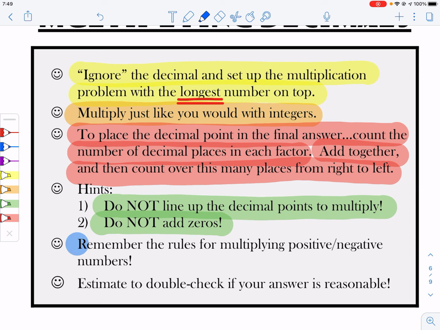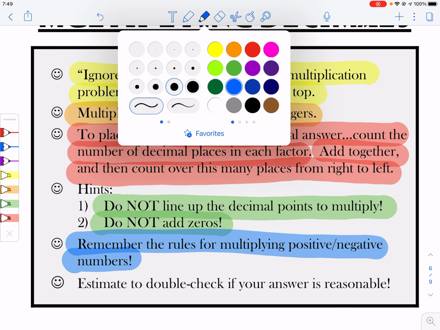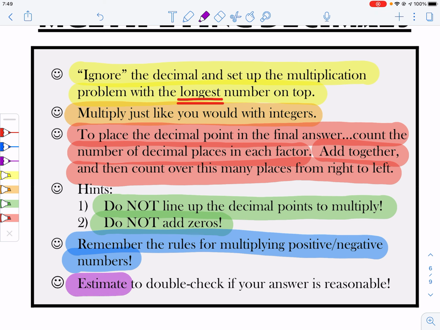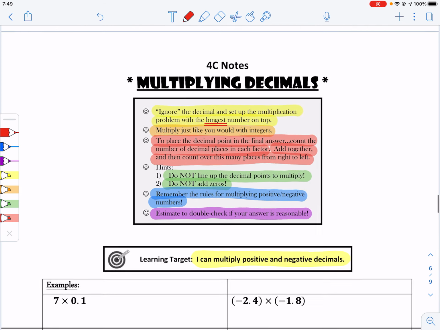A couple more things. Remember the rules for multiplying positive and negative numbers, and I will remind you of those in a second. And then last thing, always estimate to double check to make sure your answer is reasonable. So if I'm doing 2 times 3, we should know that that answer is 6. So if you get 60 or 600 because your decimal's in the wrong spot, make sure you fix that.